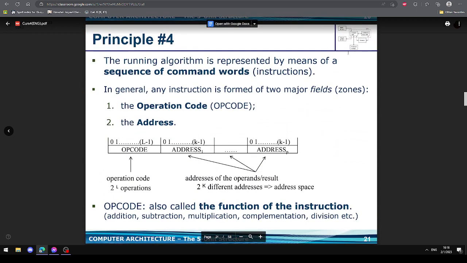Principle number 4. The running algorithm is represented by means of a sequence of command words, instructions. In general, any instruction is formed of two major fields or zones: the operation code, opcode, and the address. Opcode, also called the function of the instruction: addition, subtraction, multiplication, complementation, division, etc.